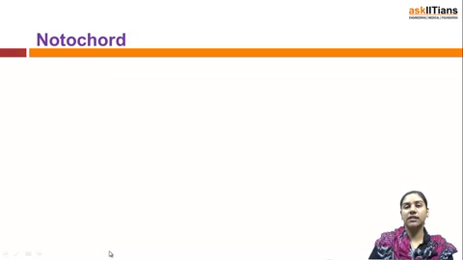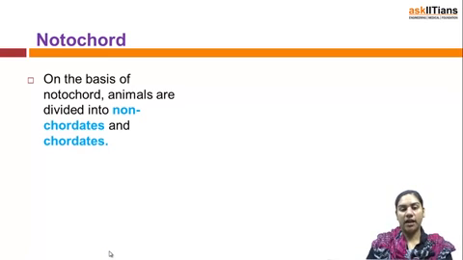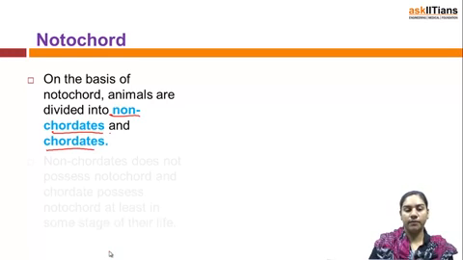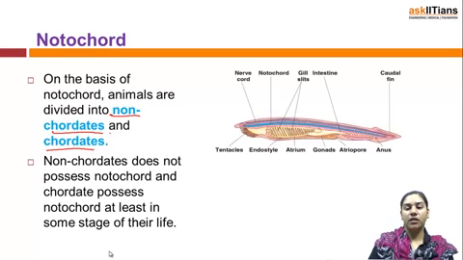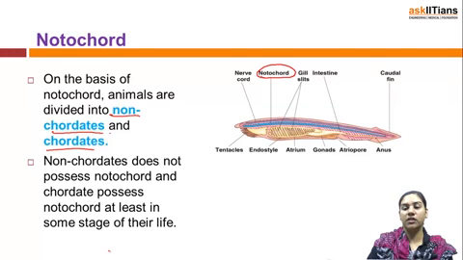Our last basis of classification is the presence or the absence of notochord. And on the basis of the notochord, animals are divided into non-chordates because they do not have a notochord, and chordates because they have a notochord. So this is the difference between the non-chordates and the chordates. This notochord is actually a rod-like structure which is made up of cells. So this blue region in the middle of this animal shows the notochord.